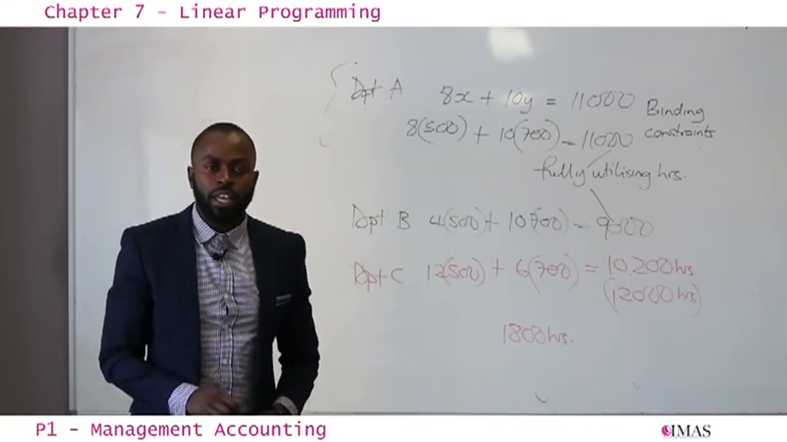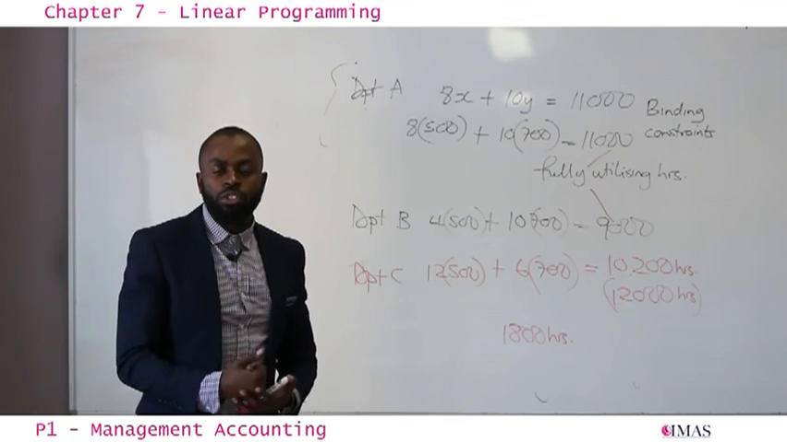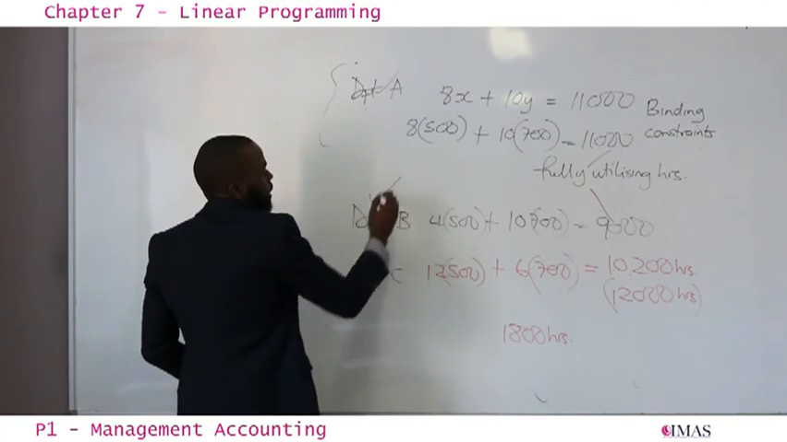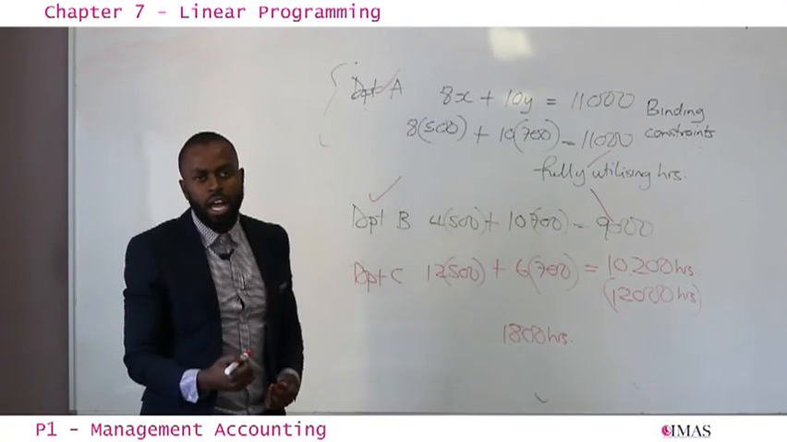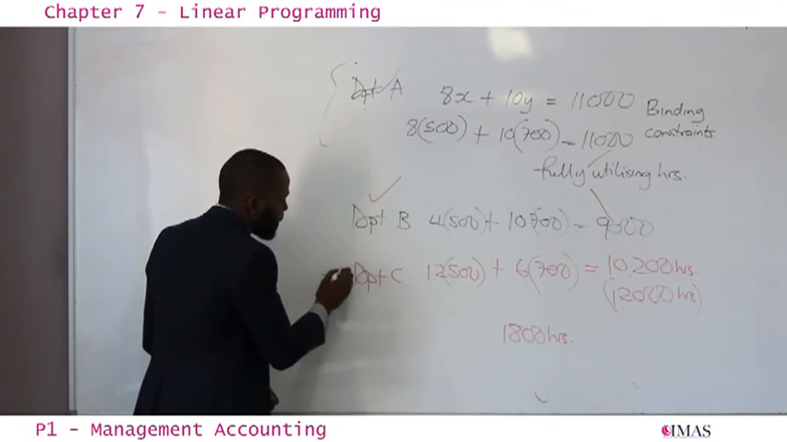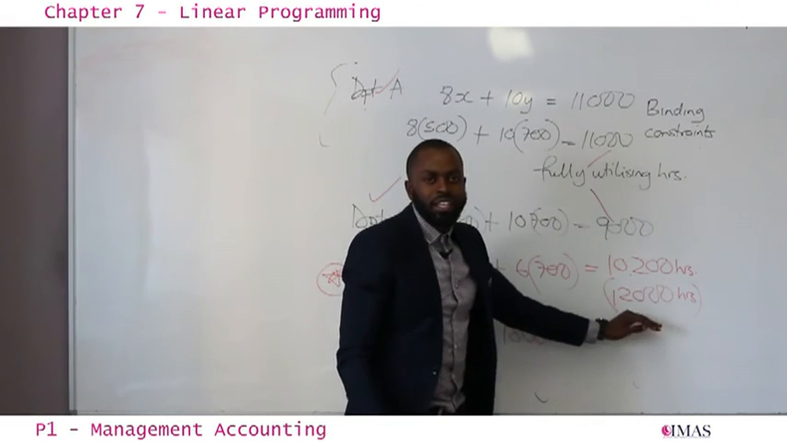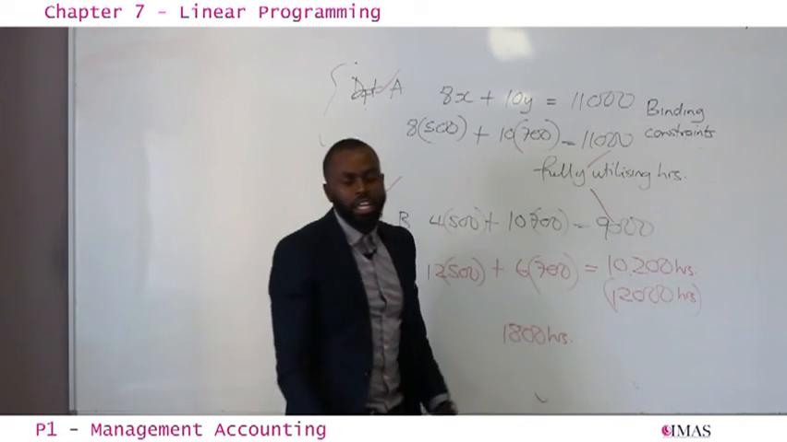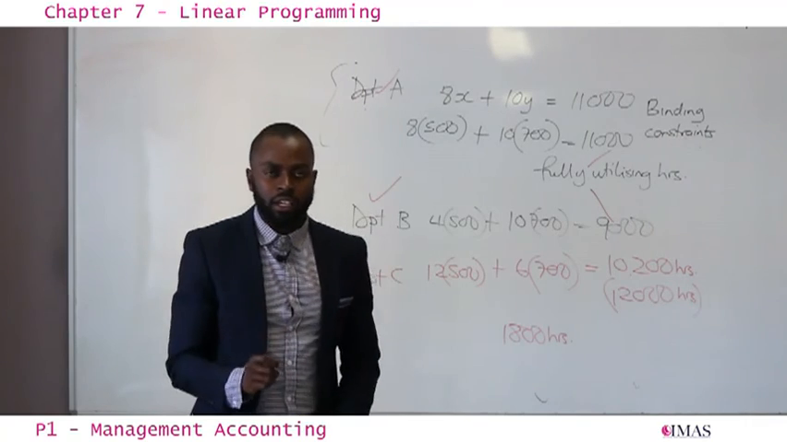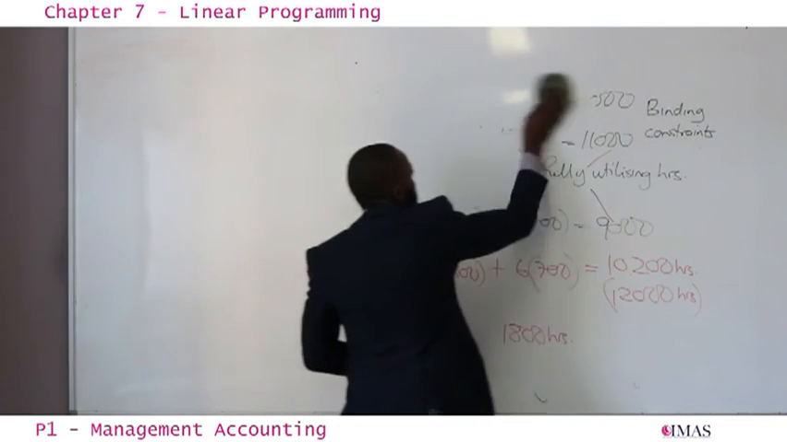Because on a shadow price, we're saying if we get one more unit, one more hour, how much is our contribution going to increase by? Since we are fully utilizing department A and department B, if we get one more of these hours, we're going to increase our contribution. But let's look at department C. Department C, we're only using 10,200 hours. So already there is slack here. We can actually use 1,800 more hours. So we cannot get a shadow price with the slack resource or with the non-binding constraint.